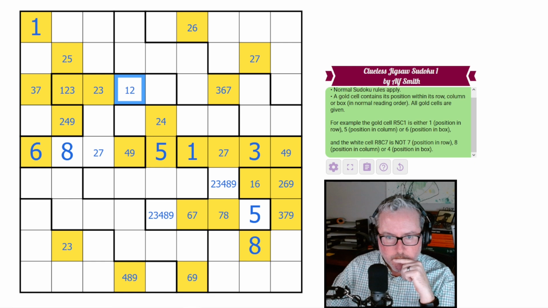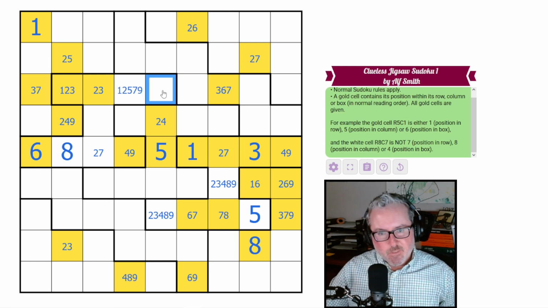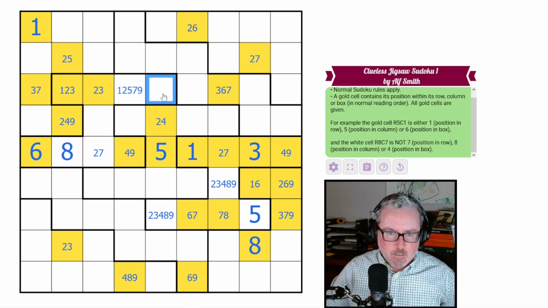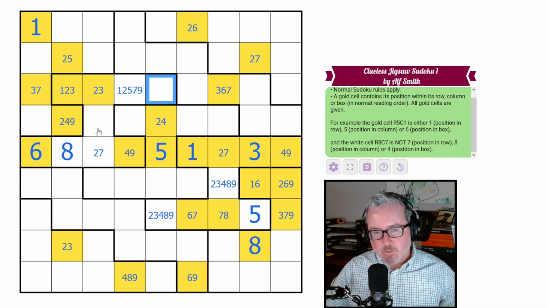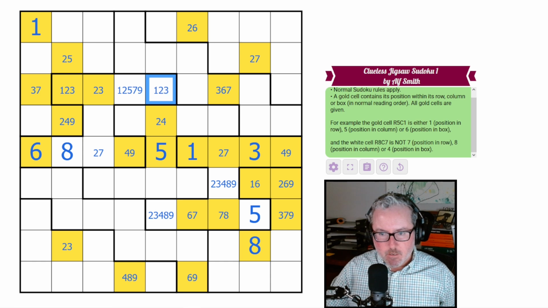Could be 1, 2, can't be 3 because it's the 3rd position and the 3rd row. Can't be 4 because of the column. Could be 5, can't be 6, could be 7, can't be 8, could be 9. I'm going to do it for this one just because we're down to a couple of possibilities here. 1, 2, 3, can't be 4, can't be 5, can't be 6 for the column. Could be 7, can't be 8, could be 9.